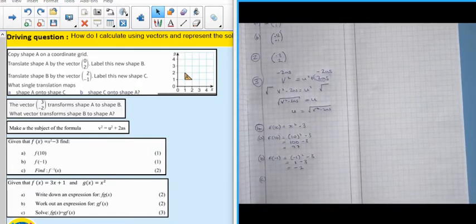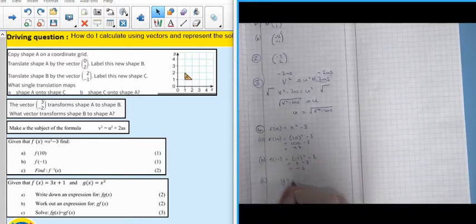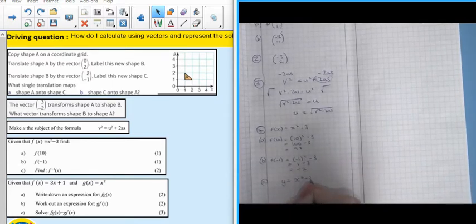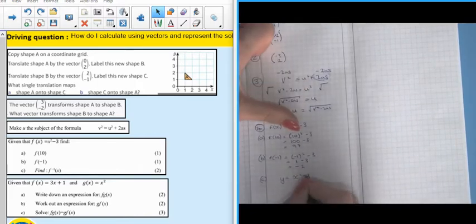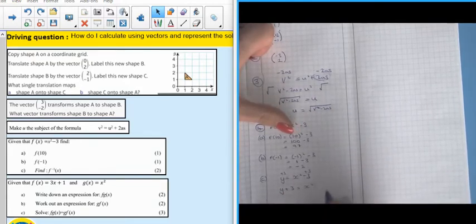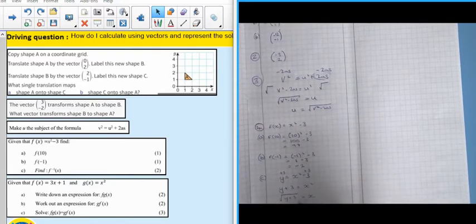Part C is asking me to find the inverse function. That notation there, the f to the negative 1 of x, means find the inverse function. And the best way to do this is to change the function to y equals x squared minus 3, and to make x the subject. So I'm going to do inverse operations, add 3, and then I'm going to square root both sides. So I've made x the subject.